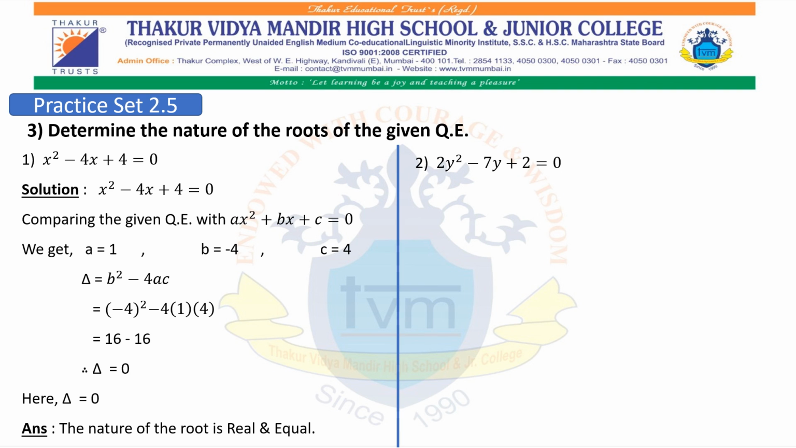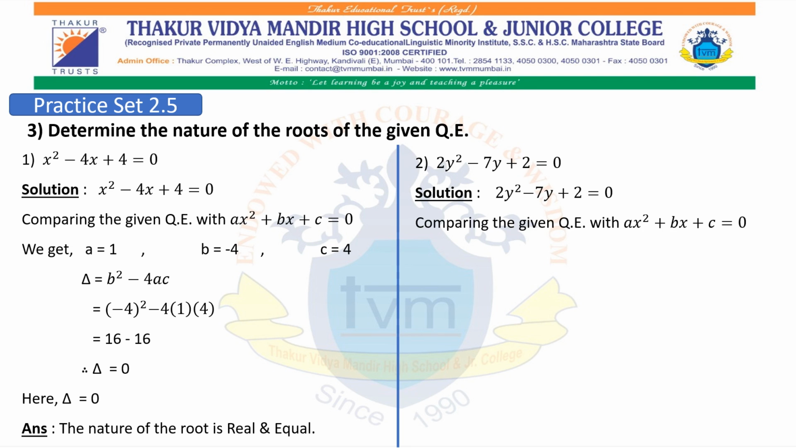Sum number 2. 2y square minus 7y plus 2 equals to 0. Again here the equation is given in the standard form. We will do comparing and we will get the value of a, b and c. Here the value of a is 2, value of b is minus 7 and value of c is 2. Let us find out the value of the discriminant. Delta equals to b square minus 4ac, minus 7 square minus 4 into 2 into 2, which will give us 49 minus 16. Therefore the delta value is 33.